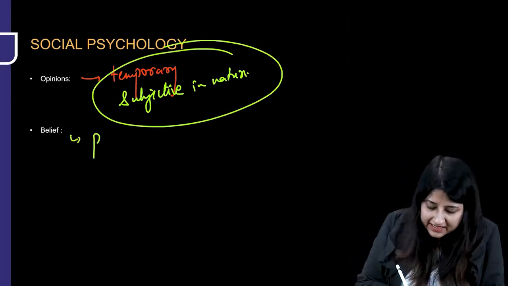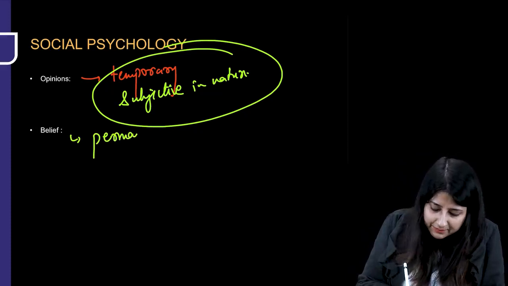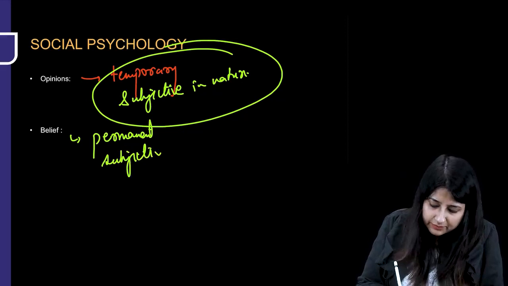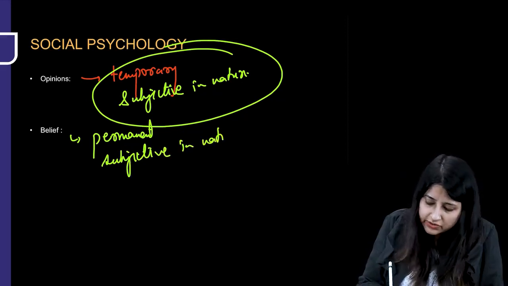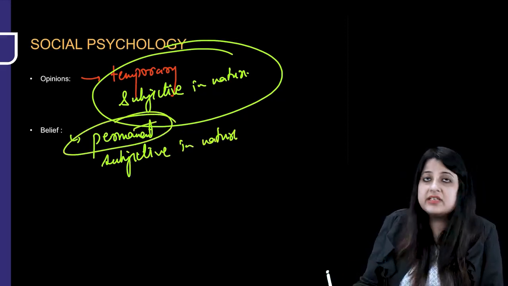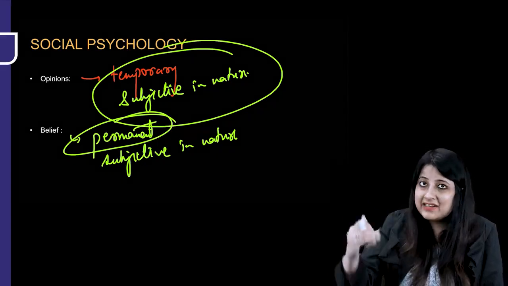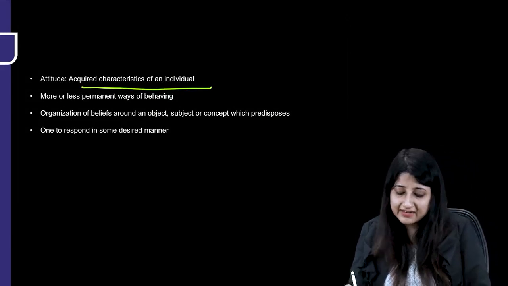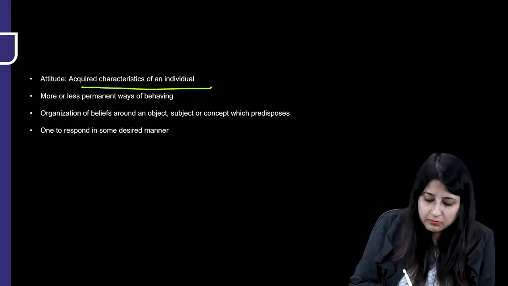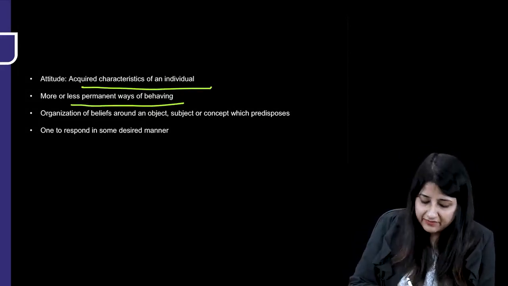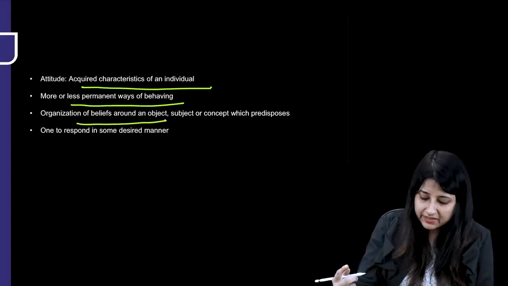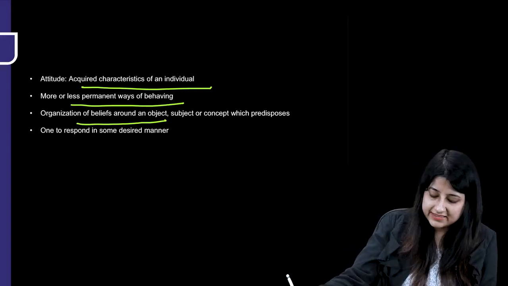But what is belief, guys? Belief is something which is permanent. This is also subjective in nature. Subjective means it depends on what you think. That is what is belief. All right, and centered around the belief is attitude. Attitude is an acquired characteristic of an individual, more or less permanent ways of behaving. It is organization of beliefs, centered around the belief. How would one respond in a desired manner?